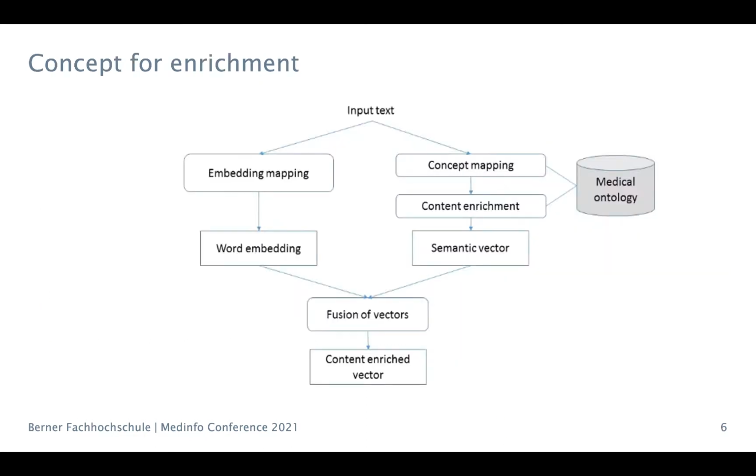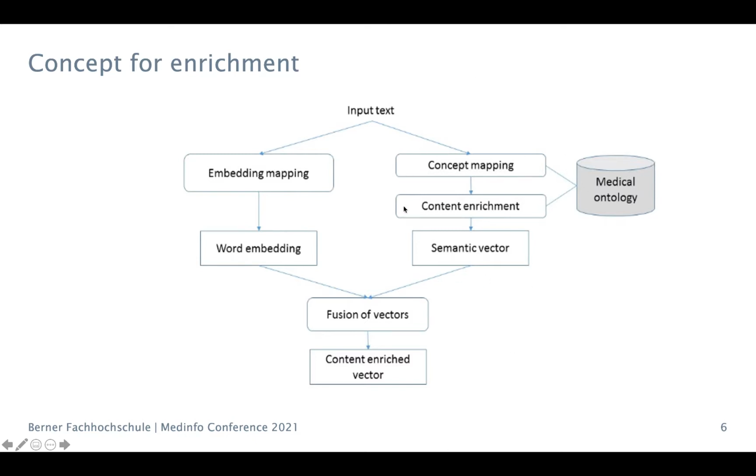The approach for enrichment is as follows. On the one hand, I have the embedding that only relies upon the raw sentence, so it's a simple bag-of-words approach to generate this word embedding. And on the other hand, I'm using a natural language processing pipeline that maps the raw sentence to concepts of a biomedical ontology, and in this way enrich the sentence with knowledge from the ontology. Both vectors are then merged, and the resulting vector is content enriched. So this is the basic idea.